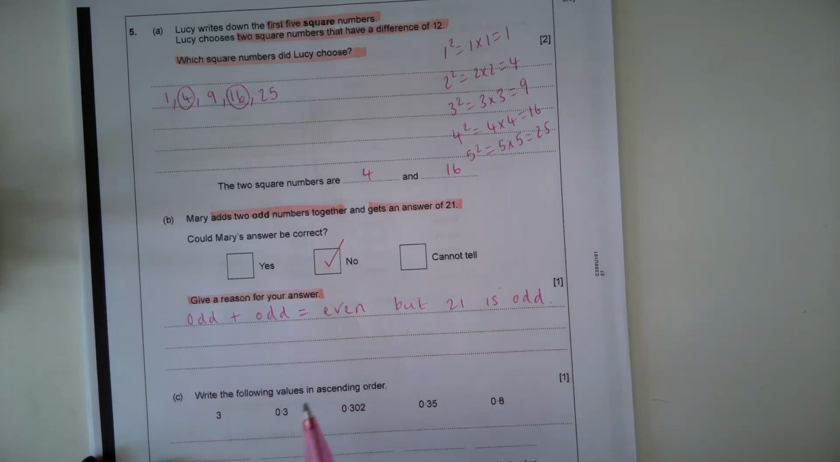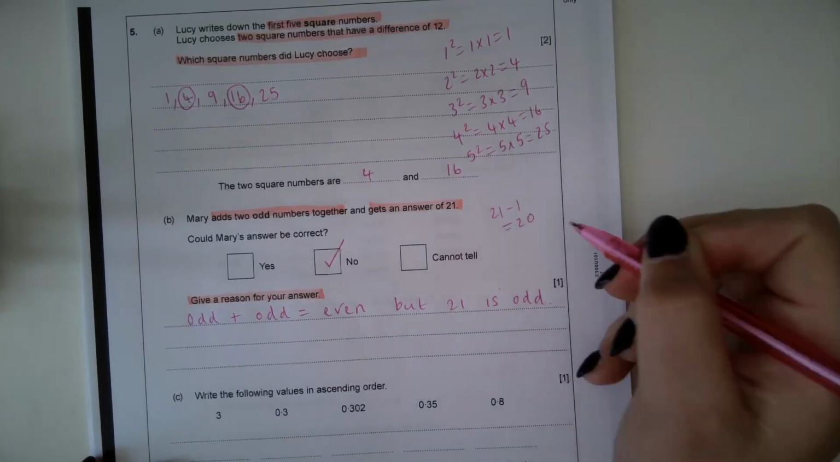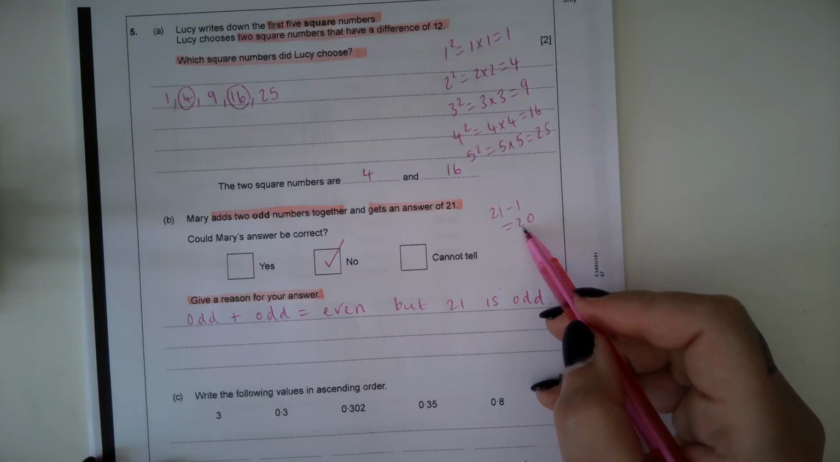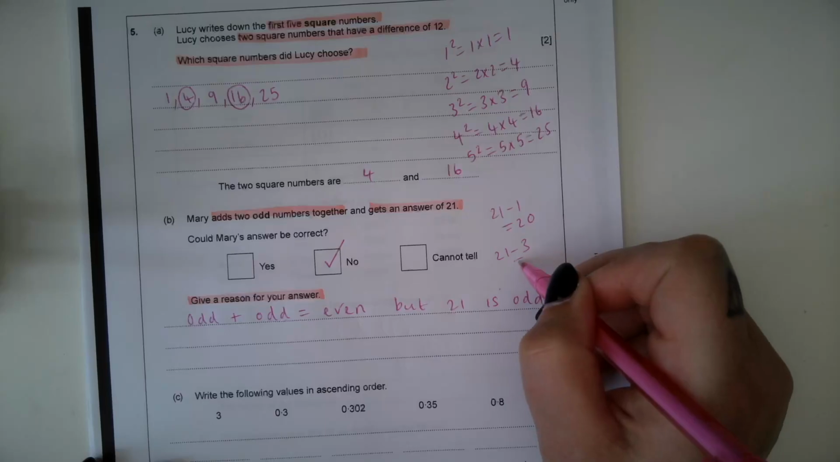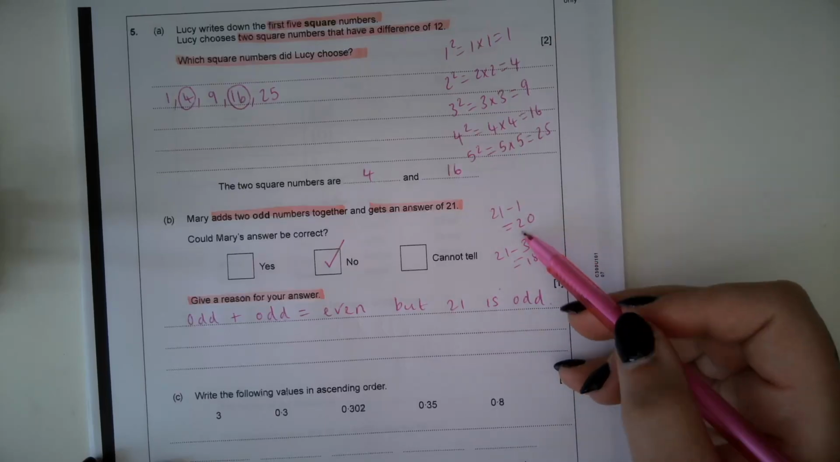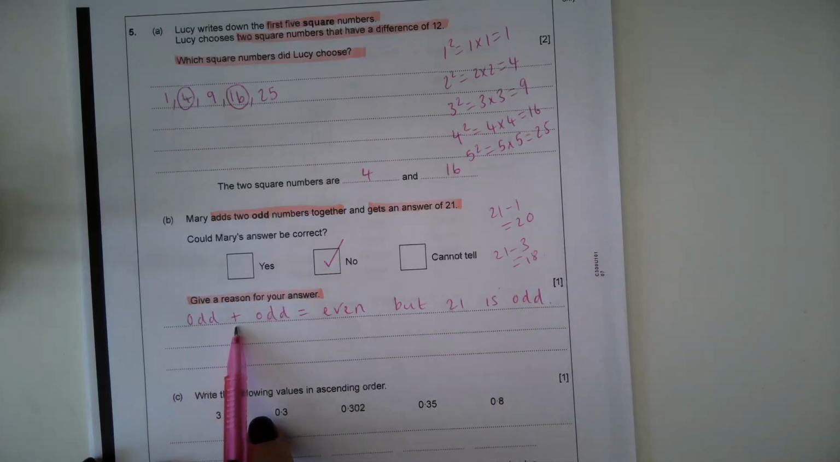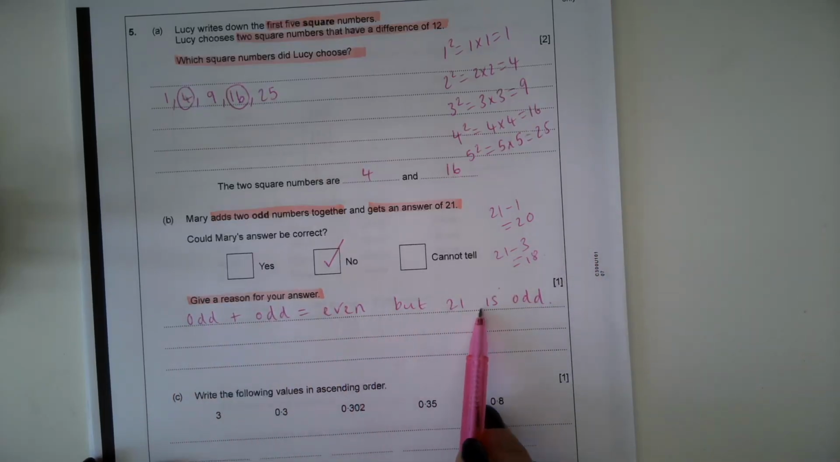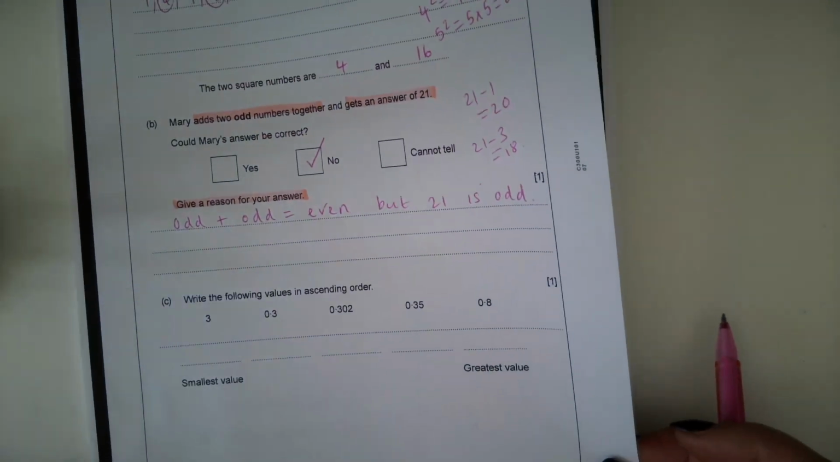But I'm just going to explain to you guys why. So if, for example, let's think of an odd number, 1. So if I was to go 21 take away 1, that leaves me with 20. 20 is an even number. If I was to pick the next odd number, so 3, 21 take away 3 is 18. So whenever you take an odd number from an odd number, you're going to get an even number. So an odd add an odd is even, but 21 is odd. So that's why Mary is not correct.